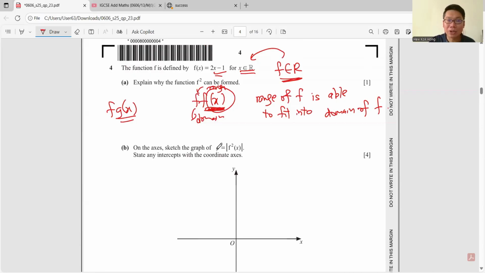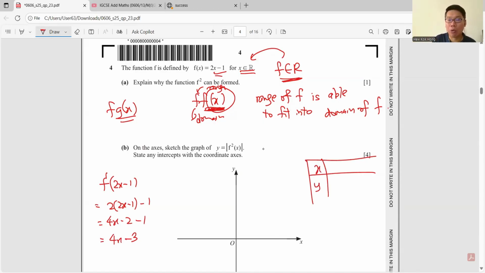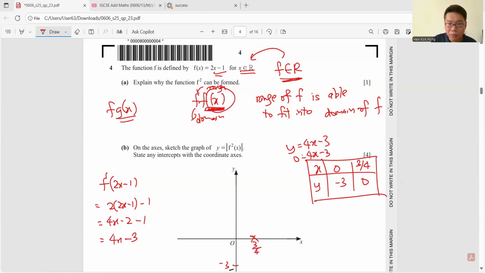On the axis, sketch the graph of ff(x). So we need to know what is ff(x) first. 4x minus 3. To sketch the modulus graph, we sketch the original graph first. Need to check the x-intercept and y-intercept. When x equals 0, y equals minus 3. When y equals 0, x equals 3/4. Here is 3/4, here is minus 3. So suppose your graph is something like this.